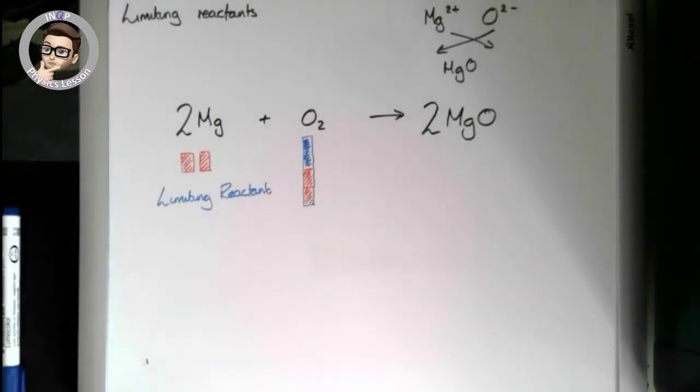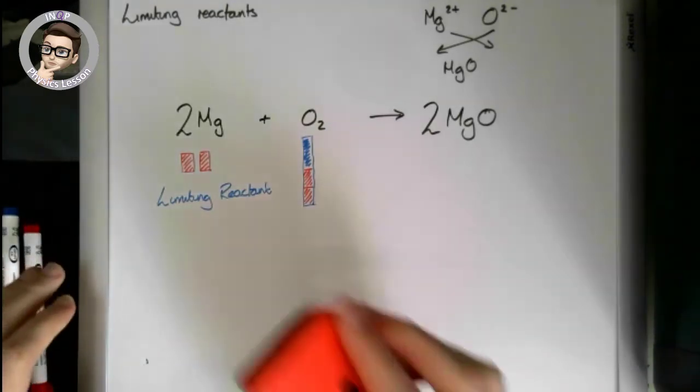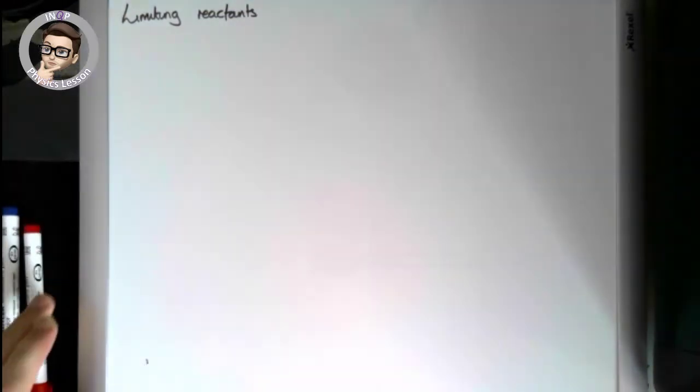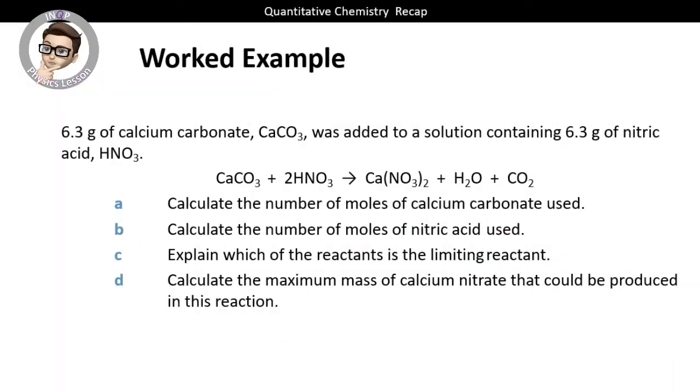Okay, so that's all well and good. We've explained what a limiting reactant is. How do we calculate it? Because there's always a calculation when it comes to quantitative chemistry. So let's do an example. This is going to be the easiest way to remember it. Now, if I remember correctly, I've got a set of example questions here on the PowerPoint.